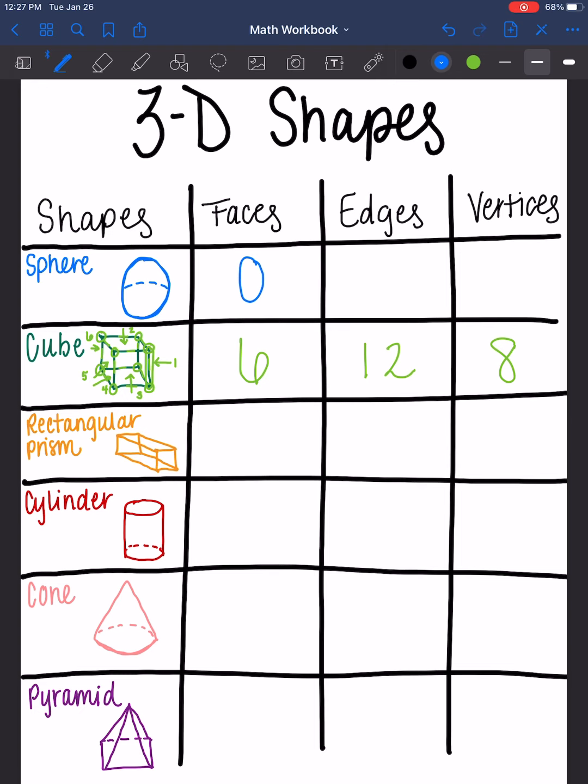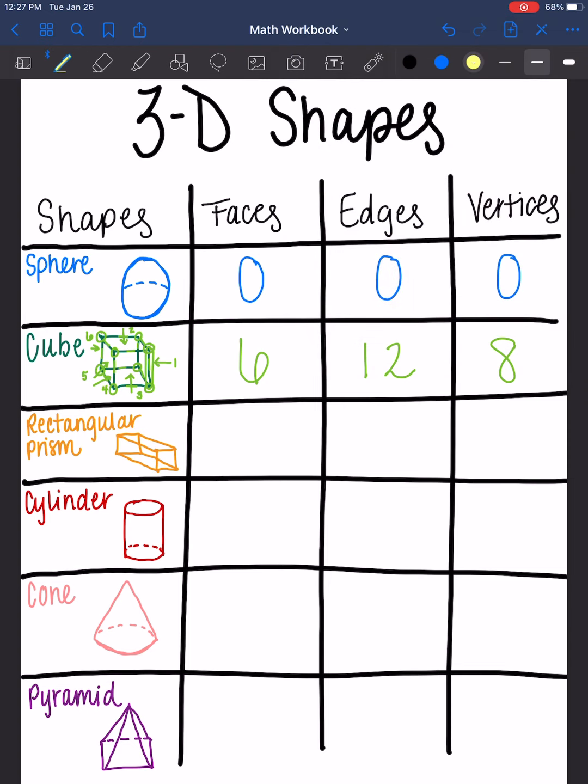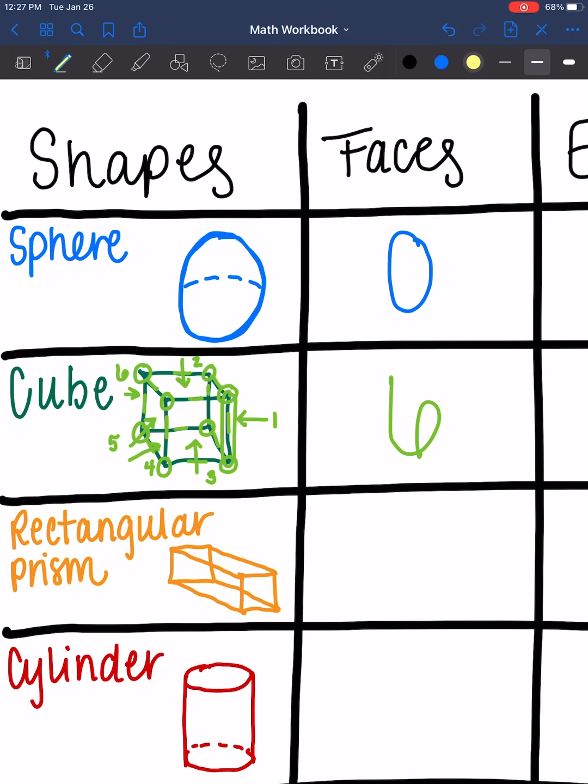So on a sphere, we can see a circle, but it's not a face like on the cube. The sphere we can turn and turn and turn, and it still just looks like a circle. There's no edges to it, and there's no points to it. So the sphere, unfortunately, is the most boring and doesn't have any sort of face, edges, or vertices.